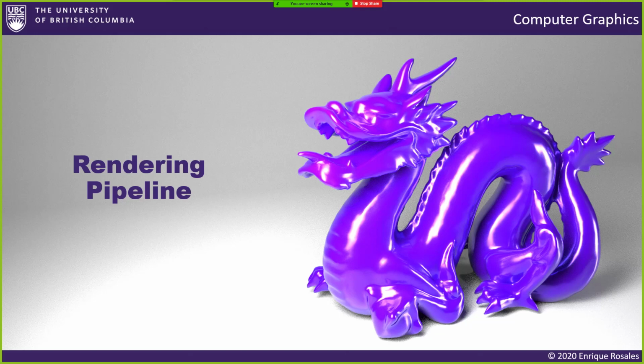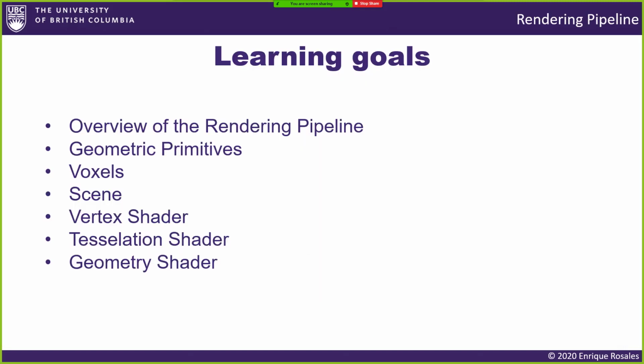Okay, so these are the learning goals for today. We will talk about an overview of the rendering pipeline. We will talk about geometric primitives, the geometric primitives that we use to send information to the pipeline, to the GPU. We'll talk about voxels because a lot of people were asking about that, and it's very important.